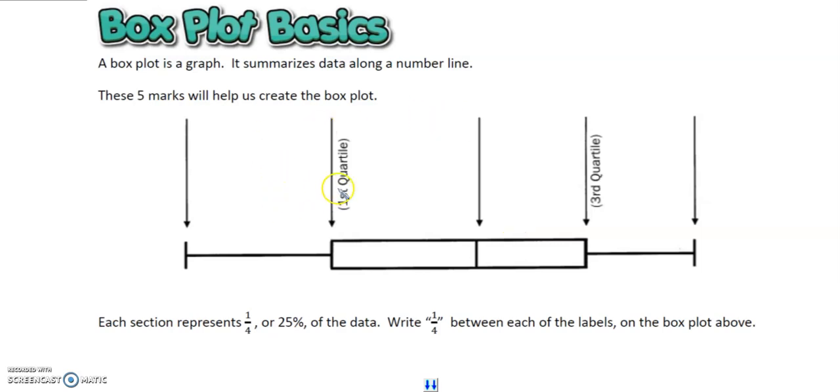Today we're going to be learning about box plots. So make sure that you have your box plot note sheet, and then you can record everything from this video onto that note sheet.